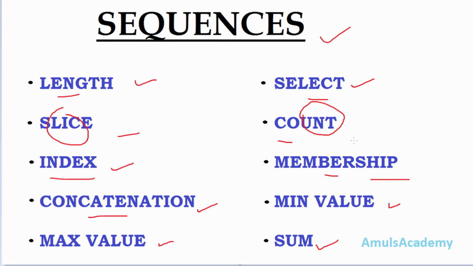Okay, this is about the first 5 sequence operations in Python. We'll discuss the rest 5 in the next tutorial.